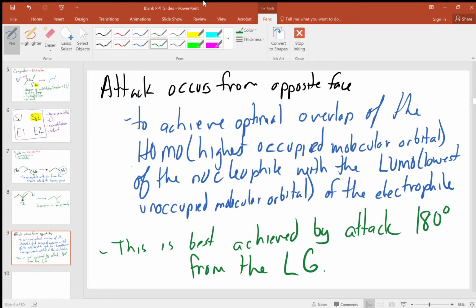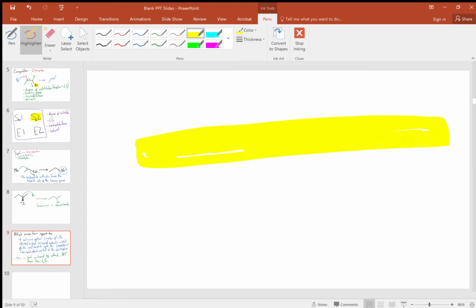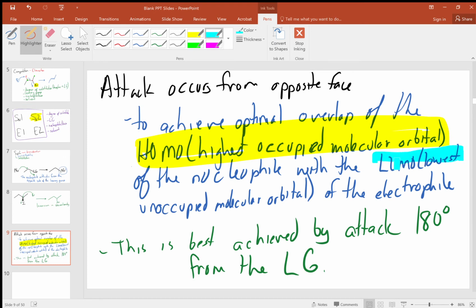Because many times there are going to be orbitals that are filled with electrons but are not the highest orbital filled with electrons. And so what we're looking for are basically the highest energy electrons in that molecular orbital. And then we're looking for the lowest energy molecular orbital in the electrophile that's available. And that will ideally allow the nucleophile to give electrons to the electrophile. Again, that's best achieved by an attack that occurs 180 degrees away from the leaving group.